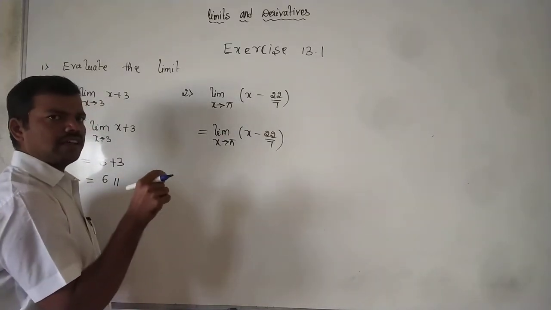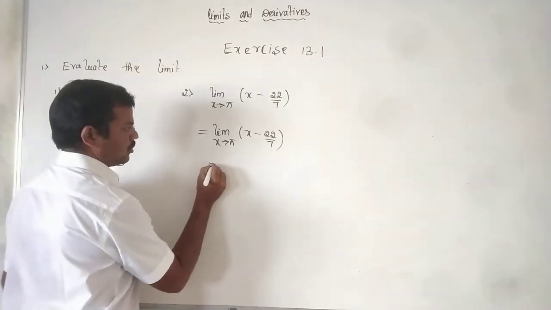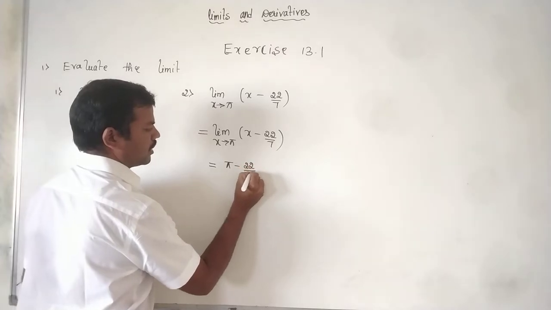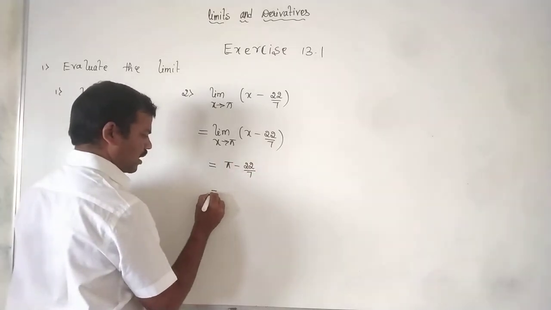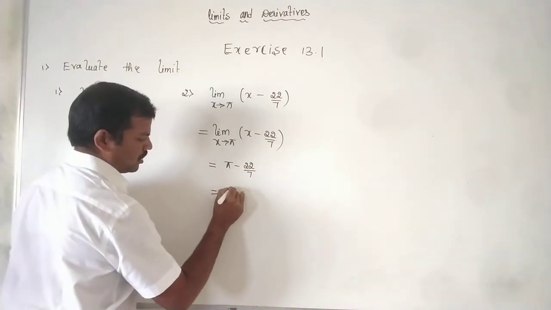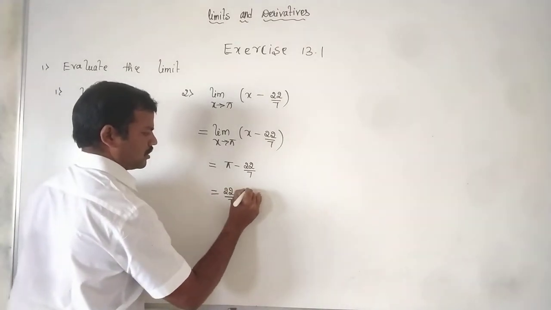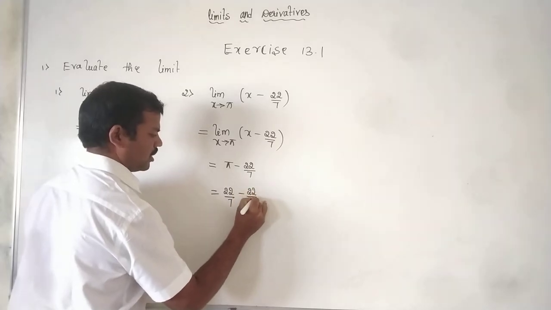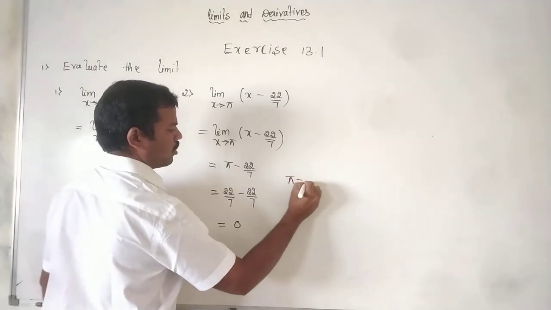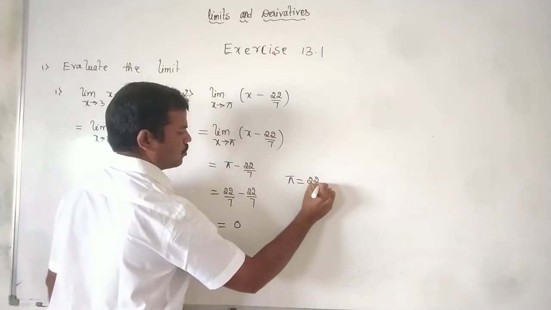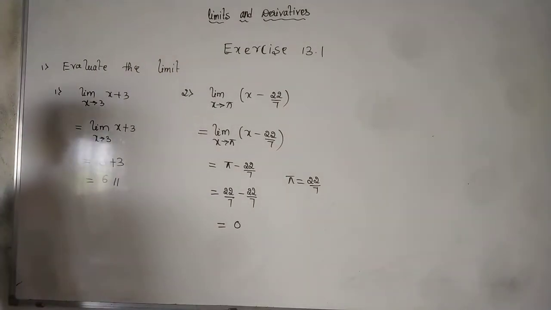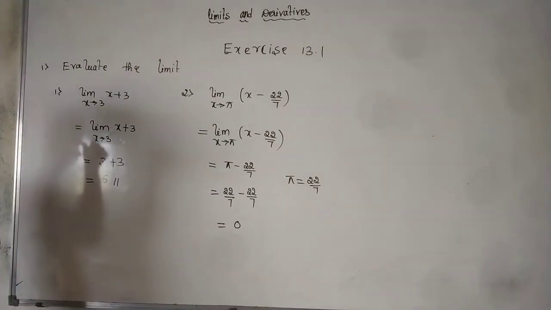Wherever there is x, what should we do? Put pi, is equal to pi minus 22 divided by 7. So what is pi? What is the value of pi? That is nothing but 22 divided by 7 minus 22 divided by 7. Both become 0. So the value of pi we have already known, that is 22 by 7. Pi value is 3.142.